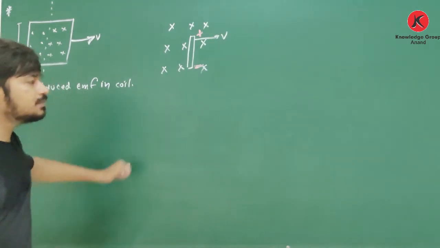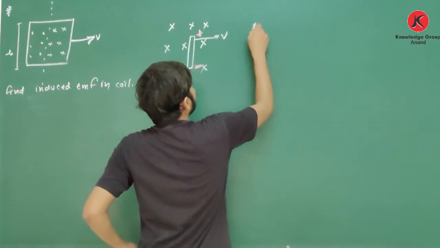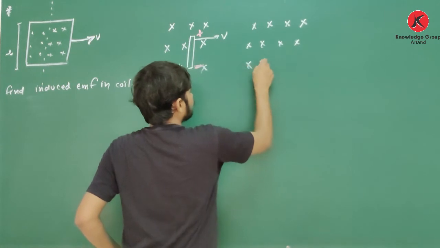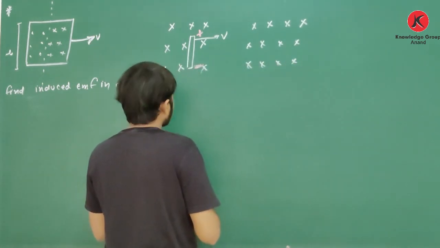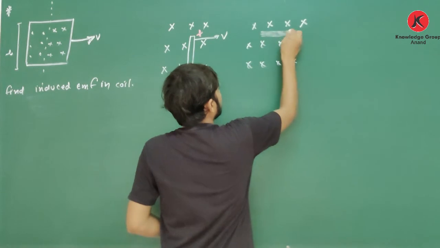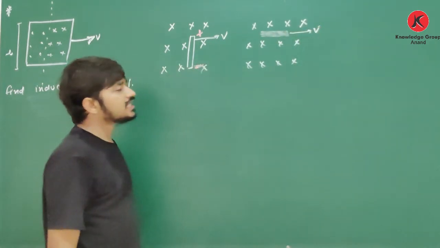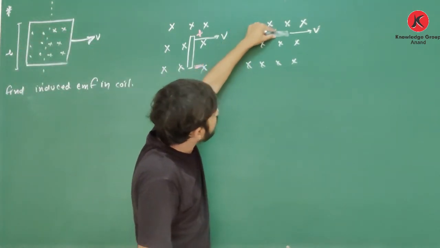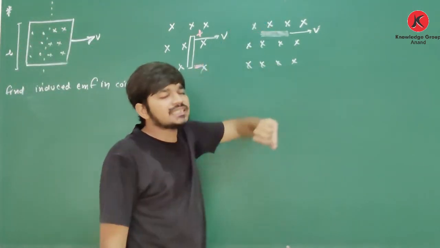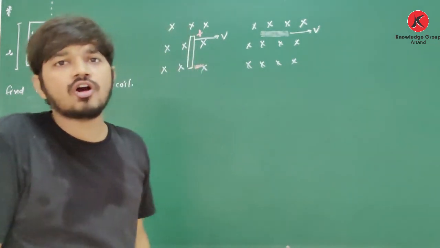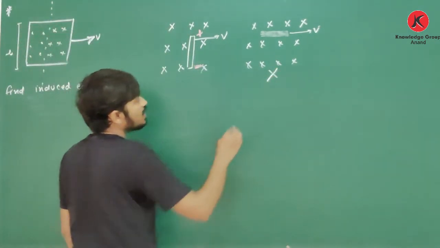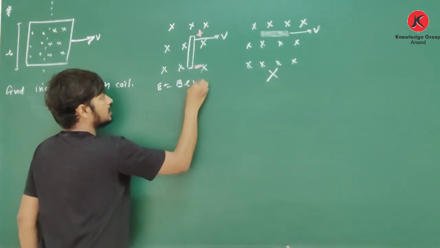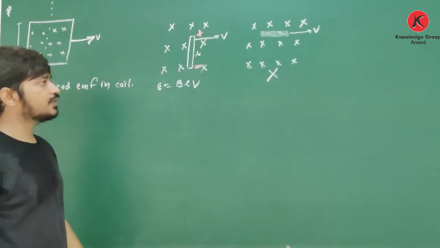But if the magnetic field is perpendicular like this, and the rod is moving like this, this wire is moving like this with velocity V, then in this case, as the thickness that is perpendicular to the velocity is less, EMF is not induced. In this case, EMF is not induced, and in this case, the EMF induced is BLV, if its length is L.